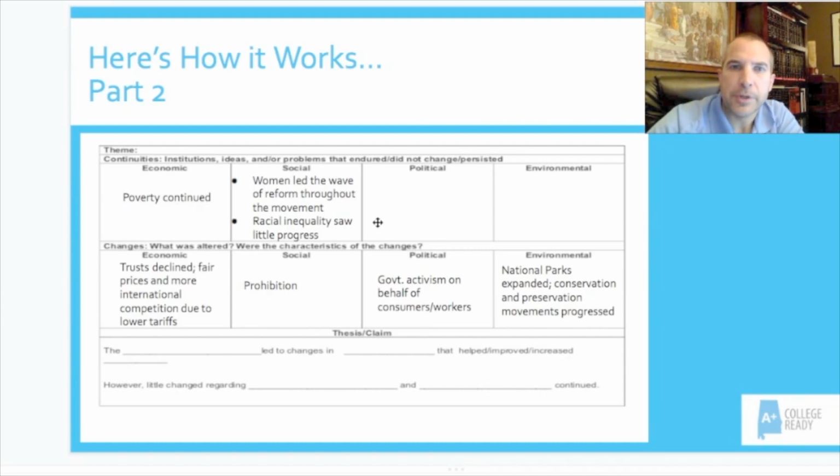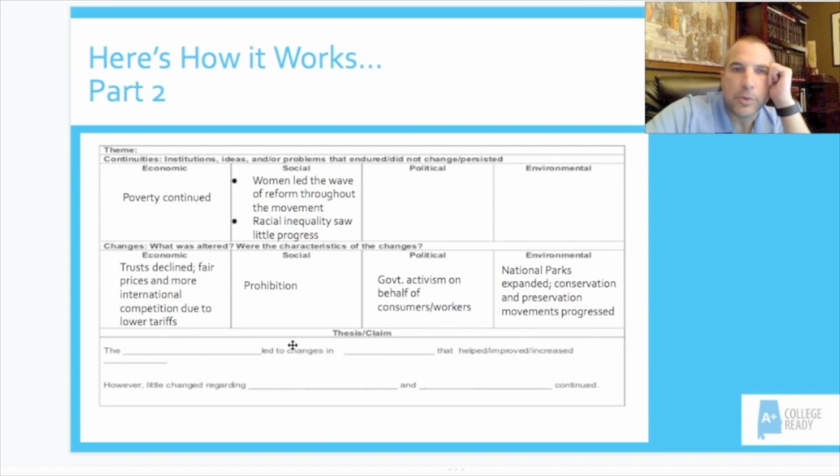Given this table, the student should then be able to come up with a good thesis, a good claim. We've even prompted them here, led them with: blank led to changes in blank that helped improve blank. However, little change regarding blank and blank continued. So again, they can just pull things from the chart.